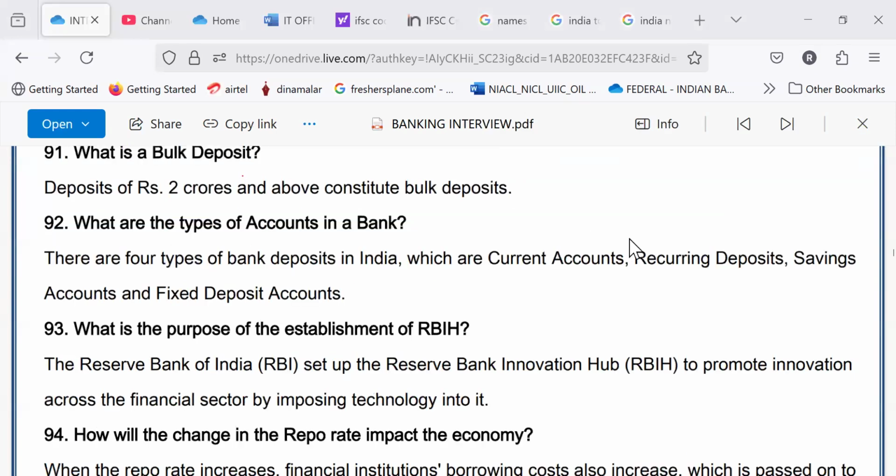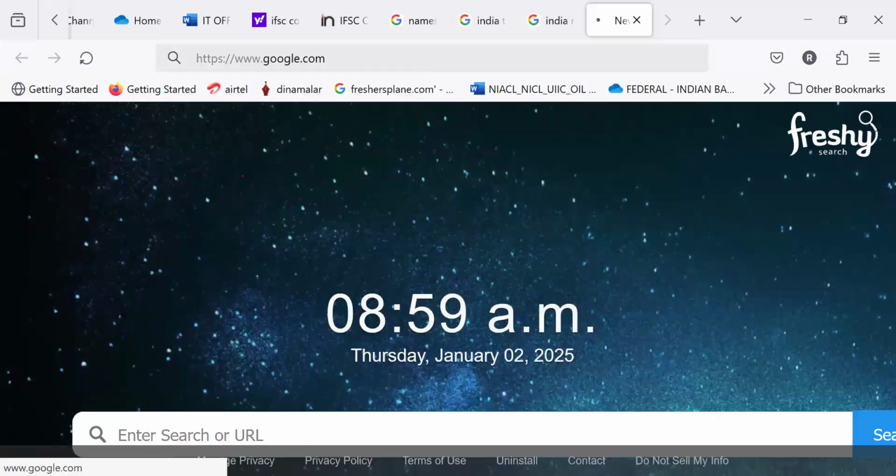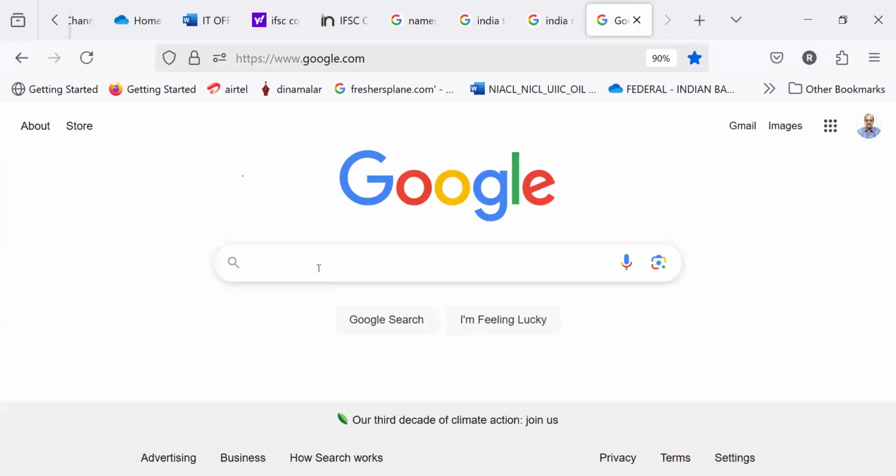What is a bulk deposit? Deposits of rupees 2 crore and above constitute bulk deposits. One minute, I think here there has been some change. Now the definition of bulk deposits is 3 crores. Yes, sir, there has been a change. 3 crores.